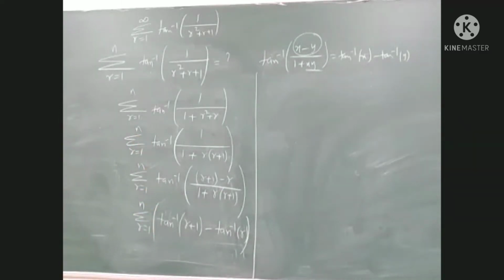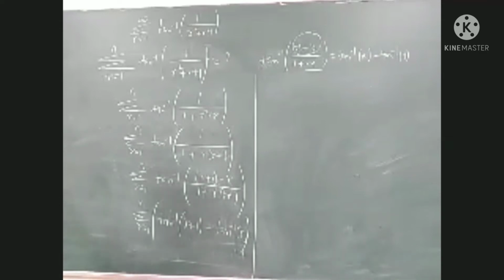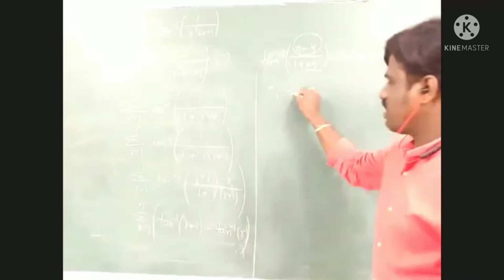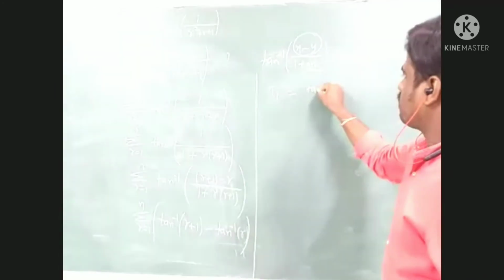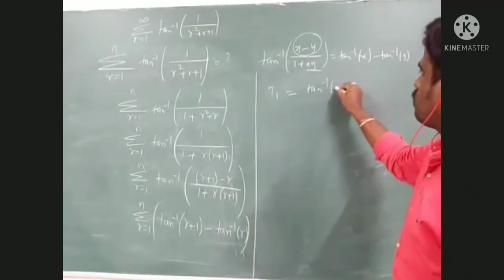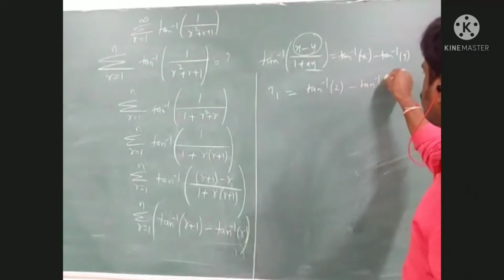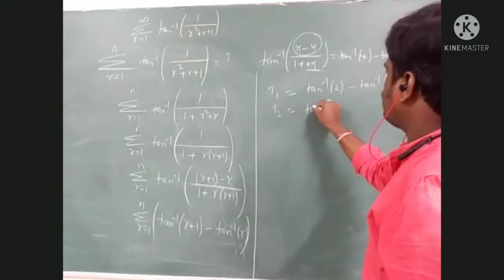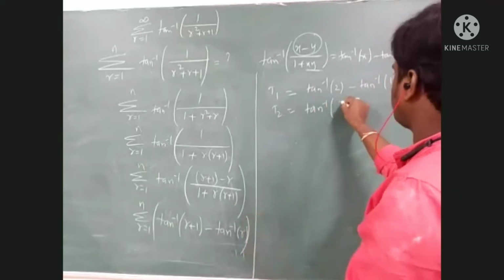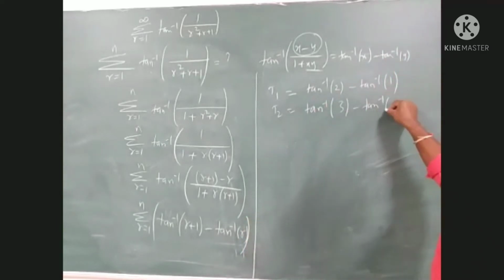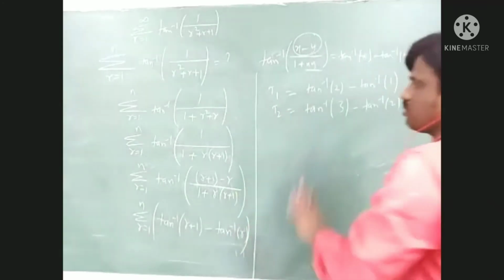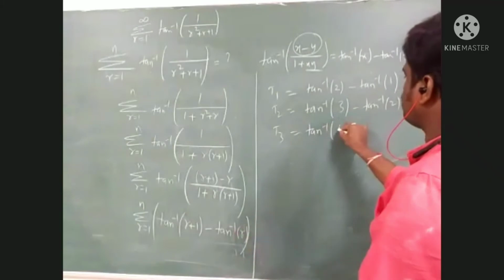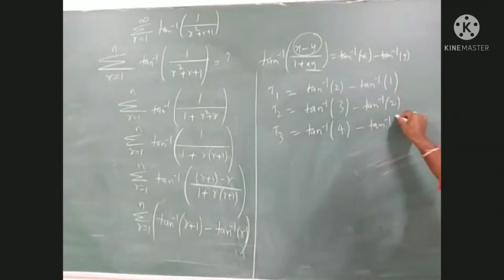Yes, sir. So now I will substitute T1, T2 like that. If I substitute for T1, what do I get here? Tan inverse (1 plus 1), which is 2, minus tan inverse 1. For T2, I get tan inverse (2 plus 1), which is 3, minus tan inverse 2. I am substituting r as 1, 2, 3. For T3, I get tan inverse (3 plus 1), 4, minus tan inverse 3.